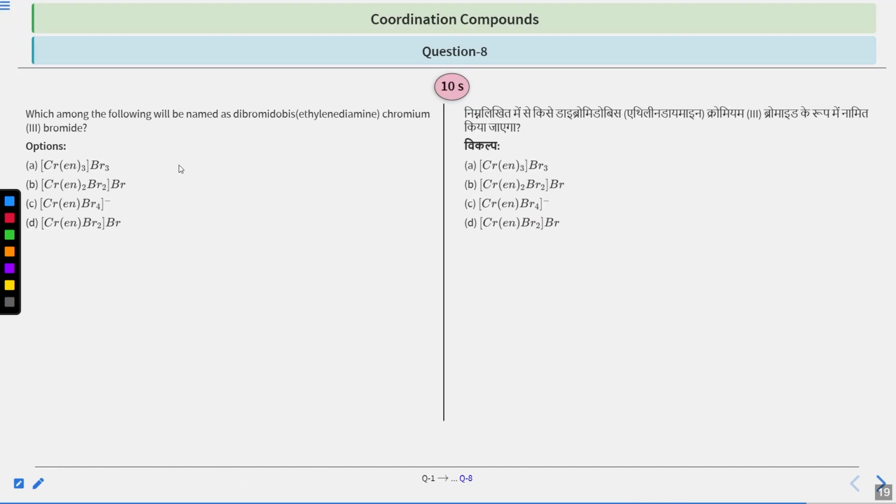Okay, let's move on to the next question. Question number 8. Which among the following will be named as dibromidobis(ethylenediamine)chromium(III) bromide? We have been given the IUPAC name of a complex. We have to find out the formula. Options are [Cr(en)3]Br3, [Cr(en)2Br2]Br, [Cr(en)Br4]-, [Cr(en)Br2]Br. You have 10 seconds to solve this question. After that, we will see the answer.